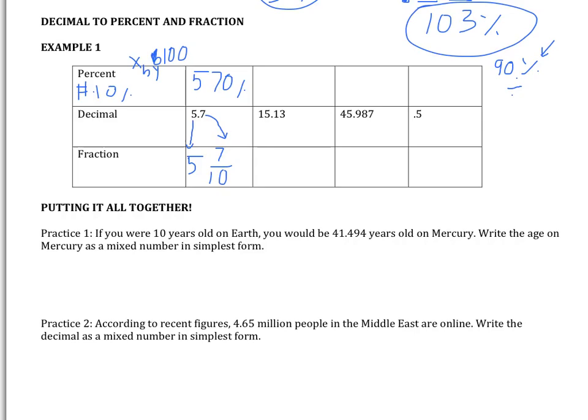15.13. Well, how do we do it to percent? From a number to a percent, we multiply by 100. So that would be 1,513%. Don't forget the commas. Well, how would we do it to a fraction? Well, you keep the whole number, right? That's the whole that we still have. We still have 15.